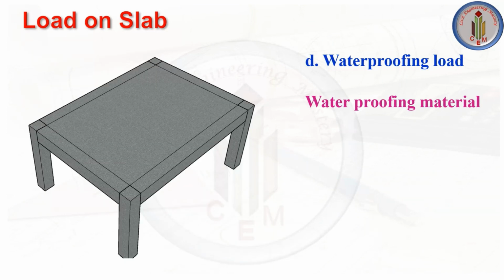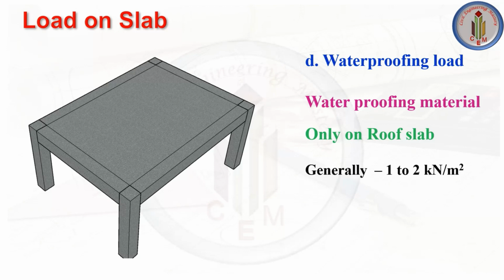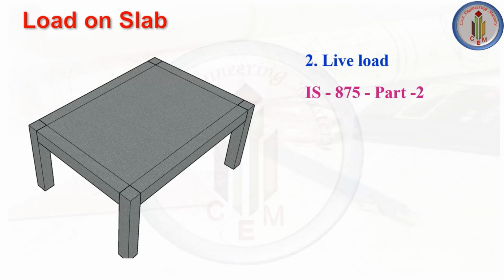Next one is waterproofing load. This varies according to the waterproofing material which we use on the roof slab. This will come on the roof slab, top of the roof. Generally we consider 1 to 2 kilonewton per meter square as the waterproof load on roof slab. Next one is live load. As per IS 875 Part 2, for residential we need to consider 2 kilonewton per meter square.